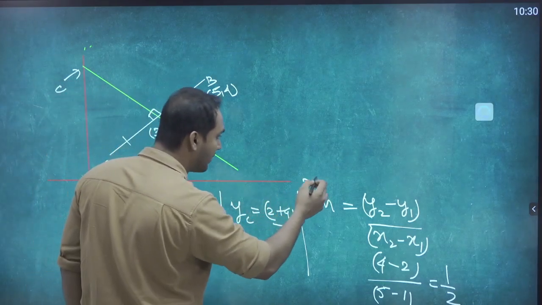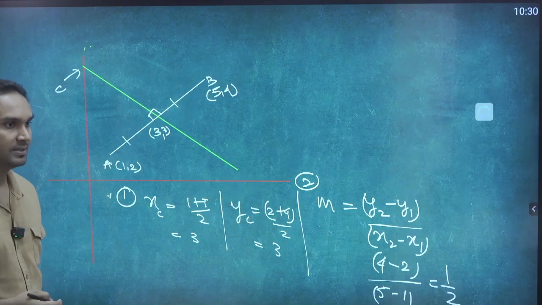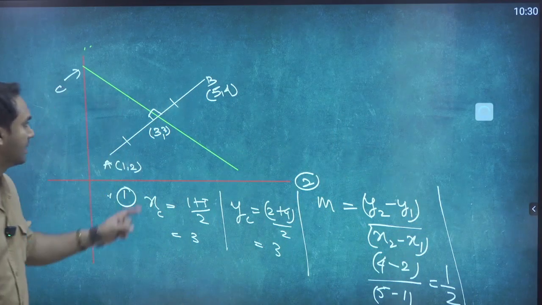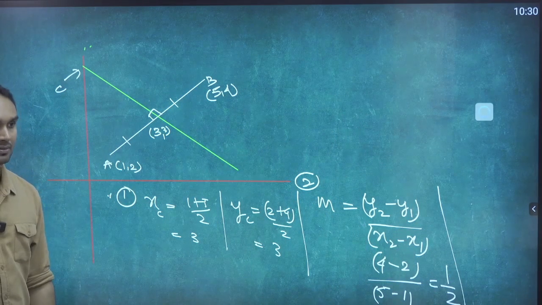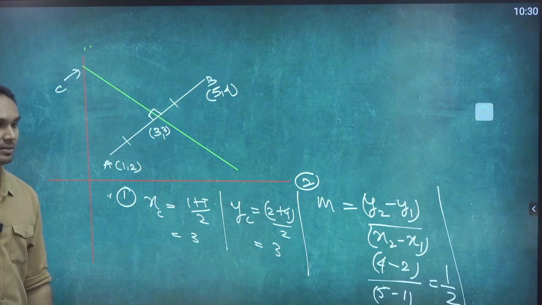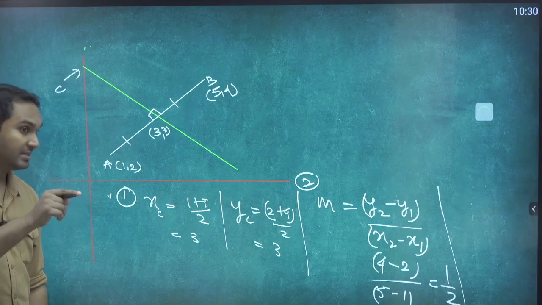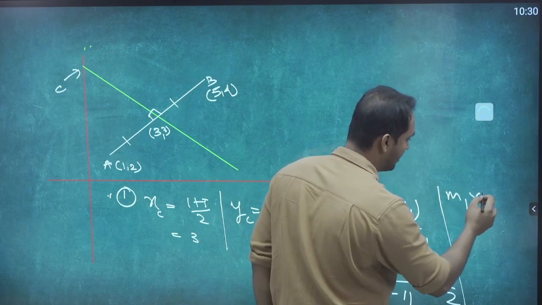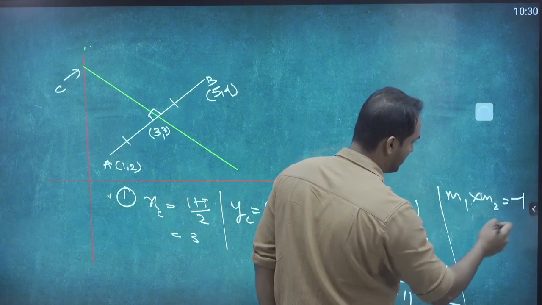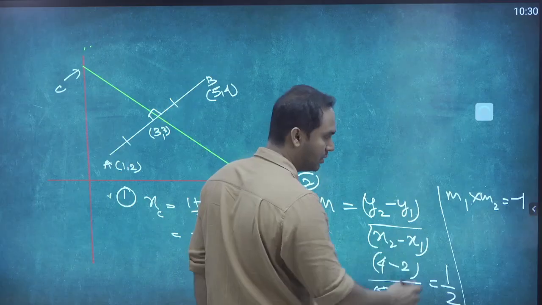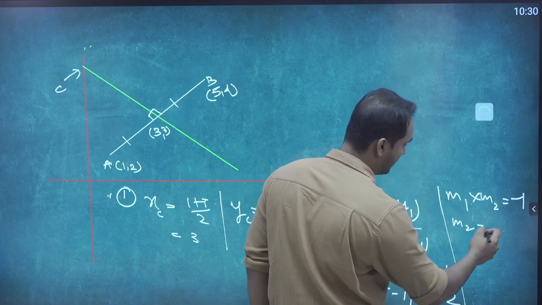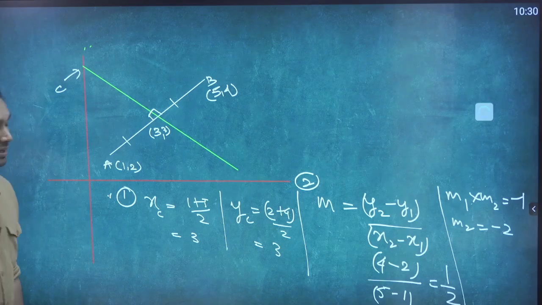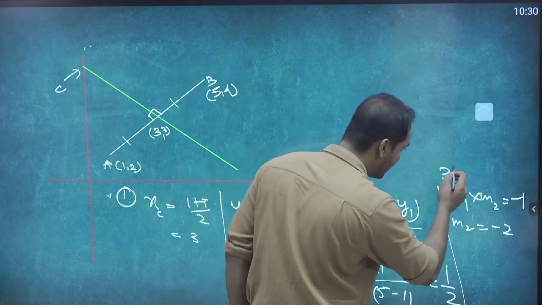This is the second step to find. What is the third to find? Third is the gradient of this graph, and that is equal to the minus reciprocal of this one. That will be minus 2. So M2 will be equal to minus 2, the minus reciprocal. Understood? That will be the third step.